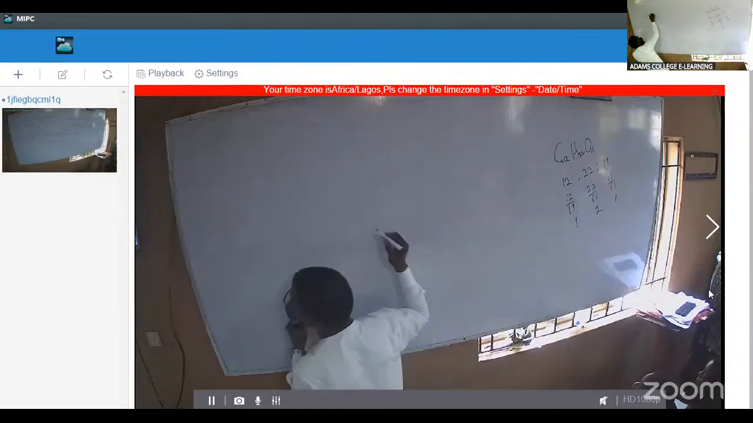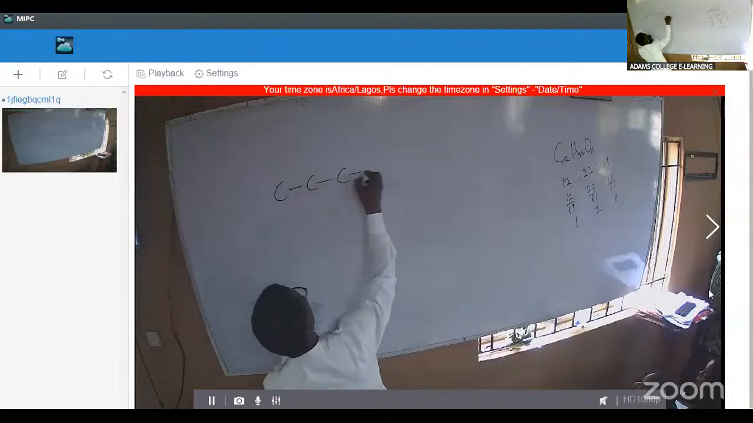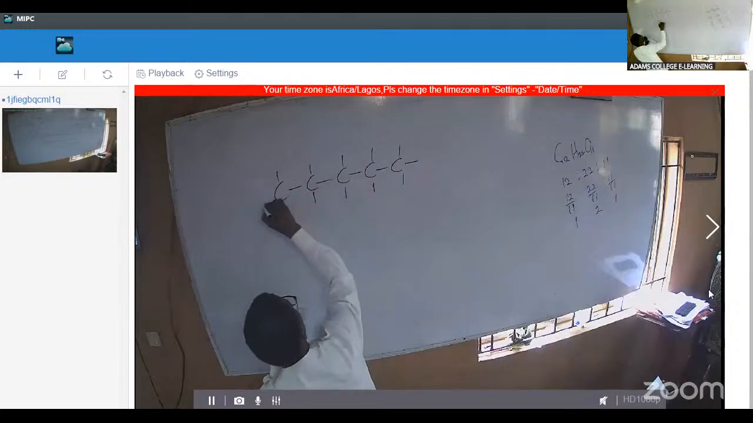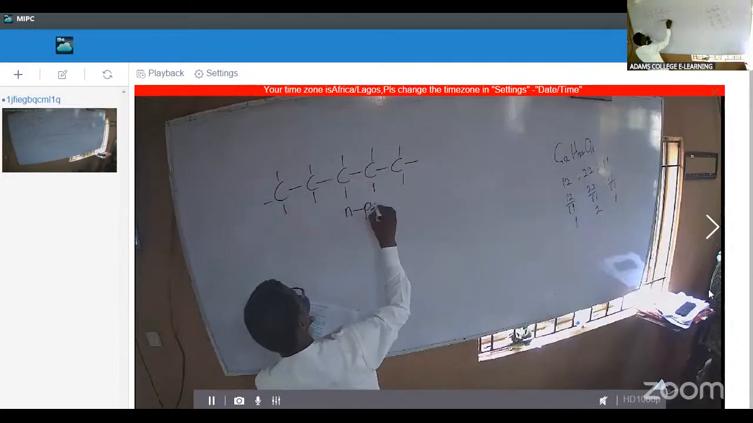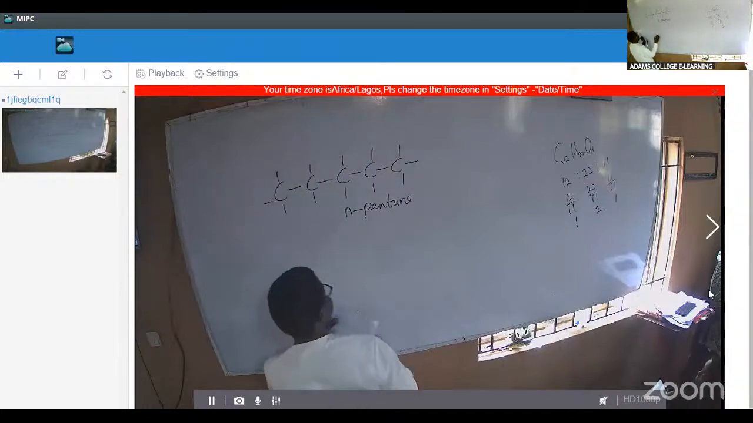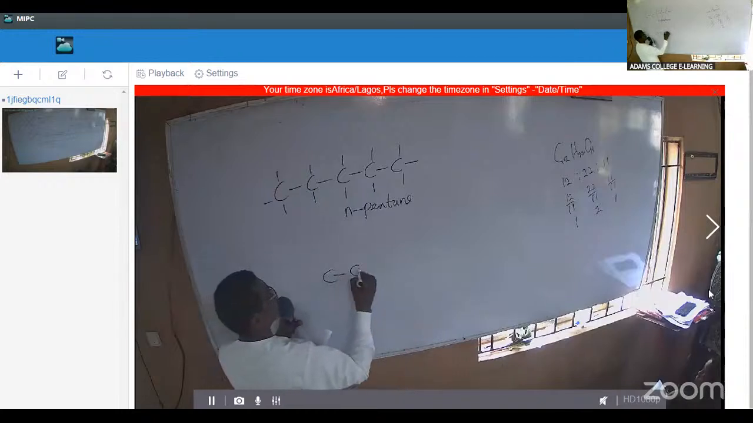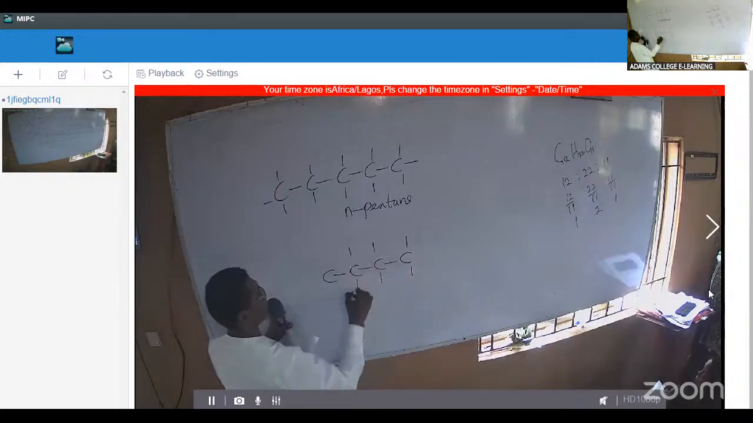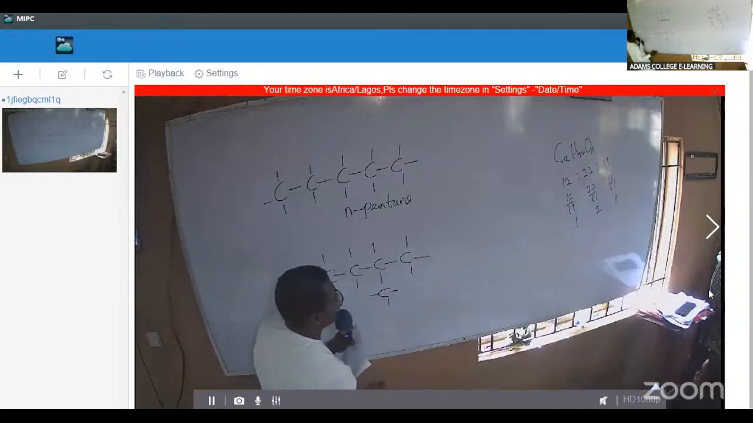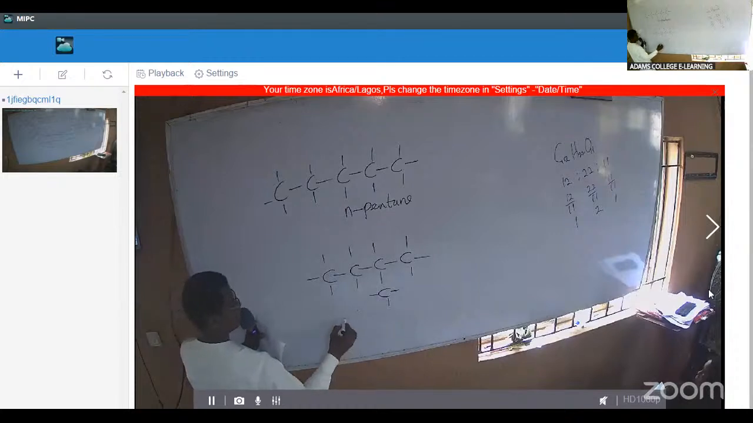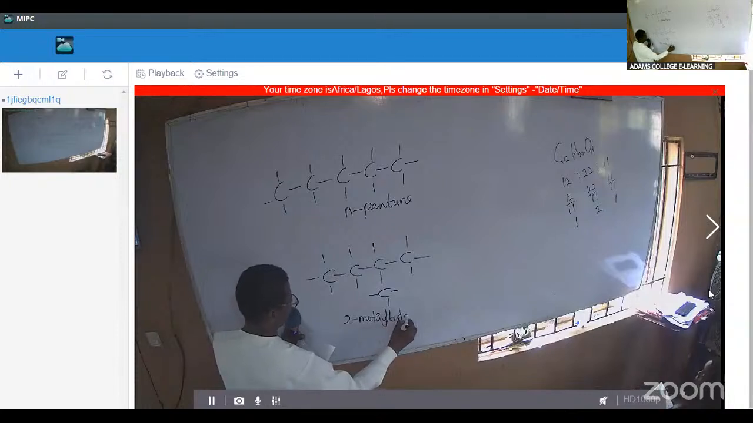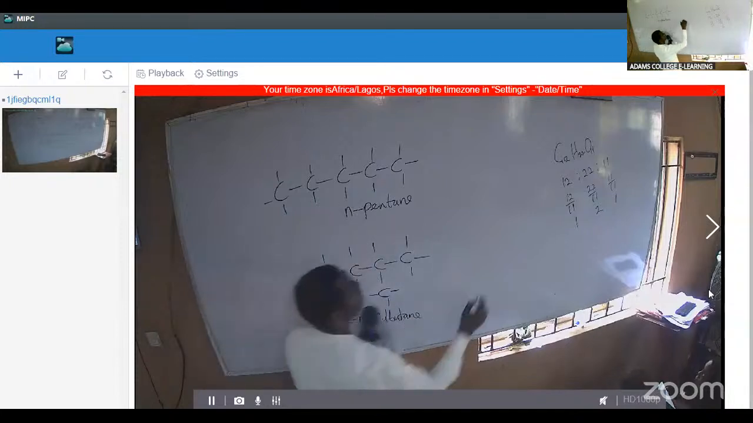Pentane has 5 carbon atoms. This is normal pentane, which means straight chain pentane. I don't want to start putting hydrogen around. That's normal pentane. Now I can have an isomer with one carbon branching here. What would be the name of this compound? 2-methylbutane. So they have become 2 now, 1, 2. I can't have something like this.